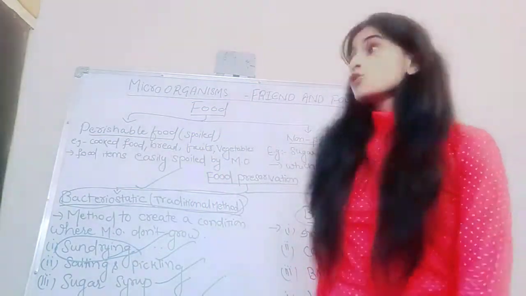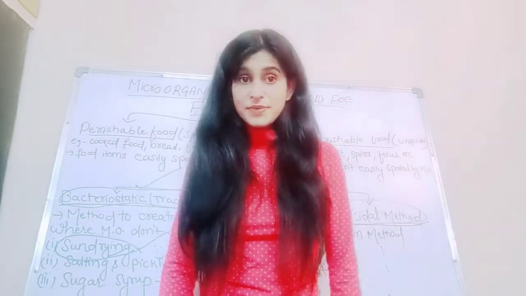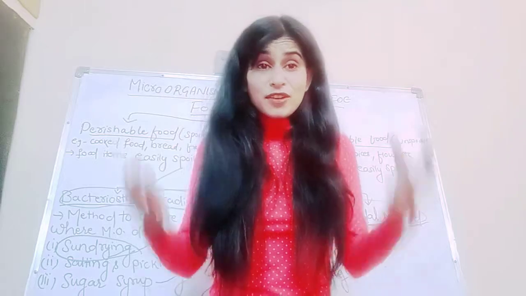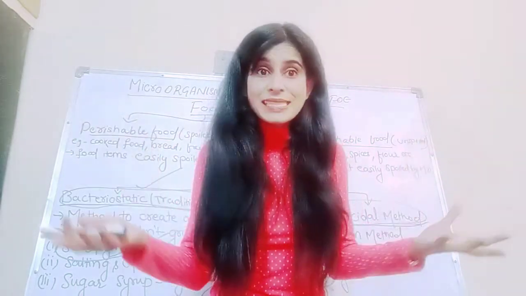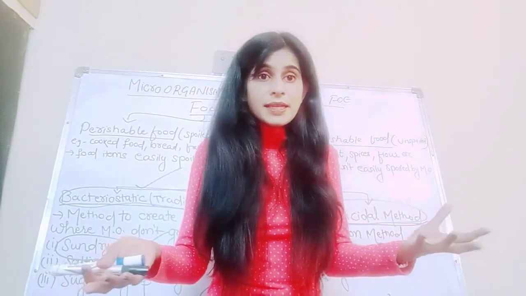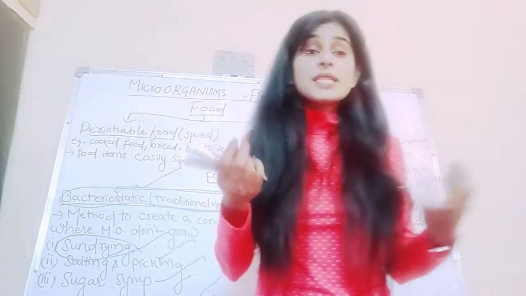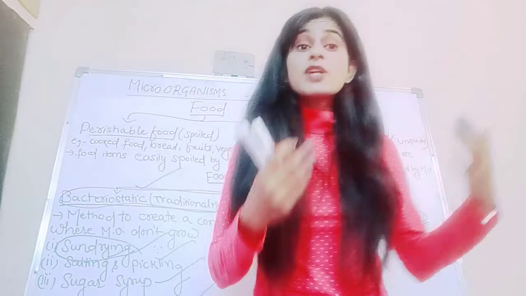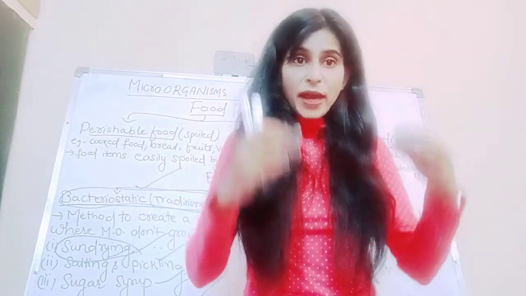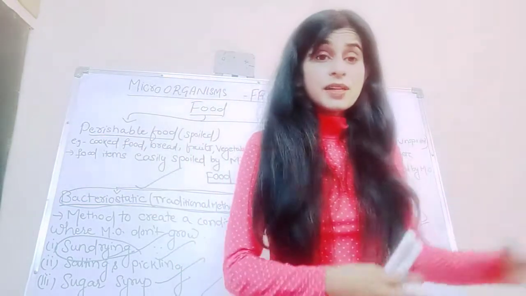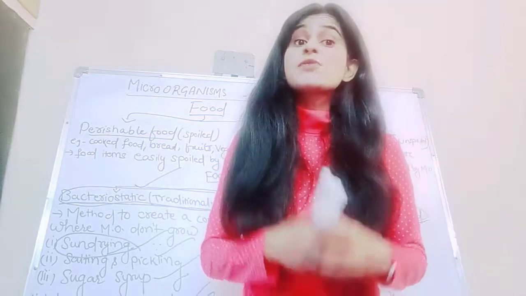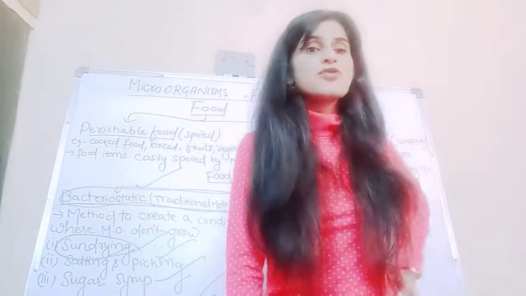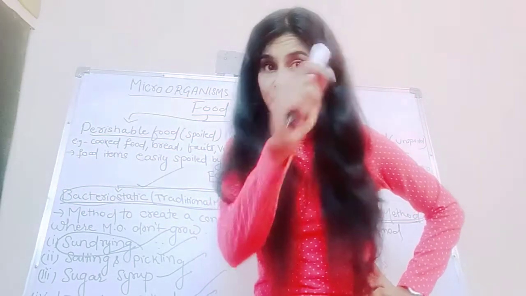Third method is sugar syrup. Rasgulla, gulab jamun. Whose mouth is watering? Come on. Rasgulla, gulab jamun, squashes, jam. You might have observed they contain loads of sugar, because when you are using sugar concentration which contains more than 70% of sugar, bacteria will not grow in such food materials. Yes guys, it's a trick.